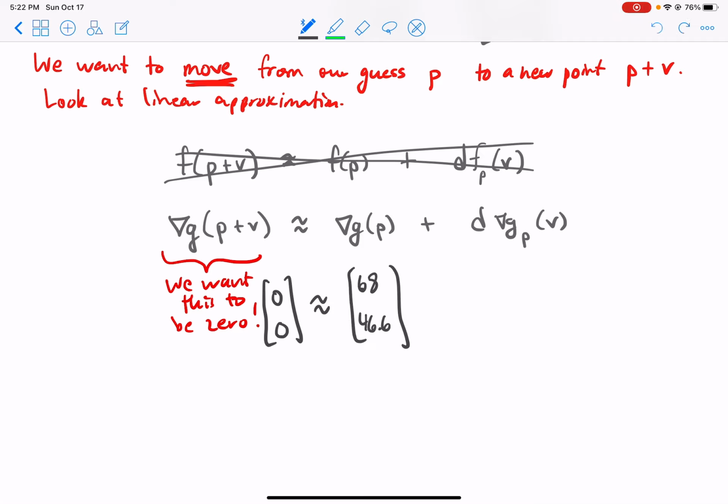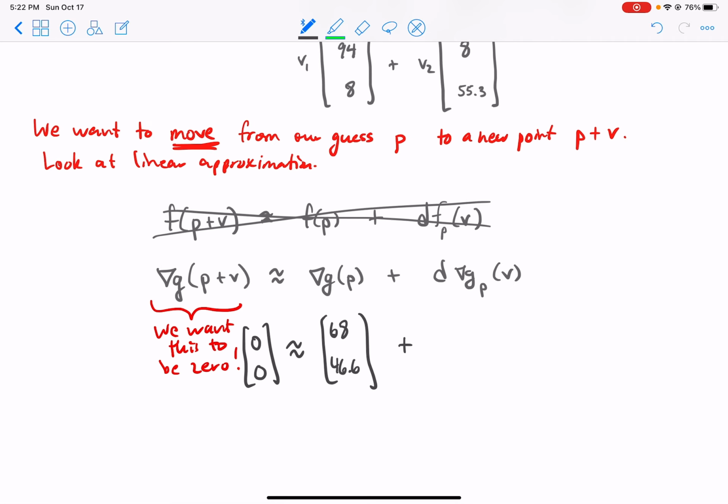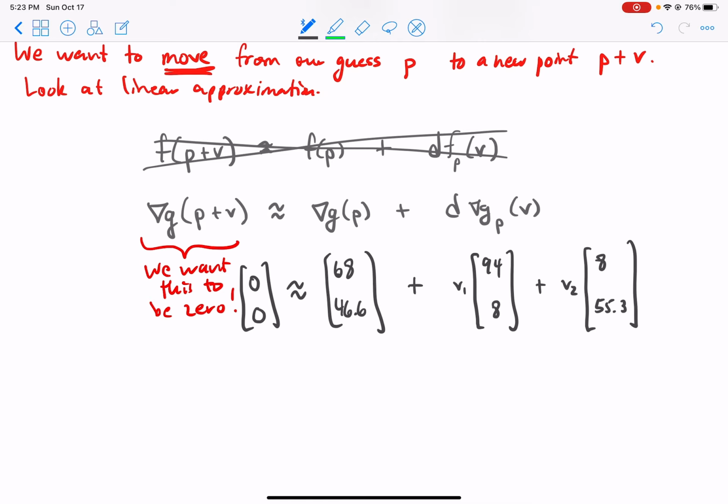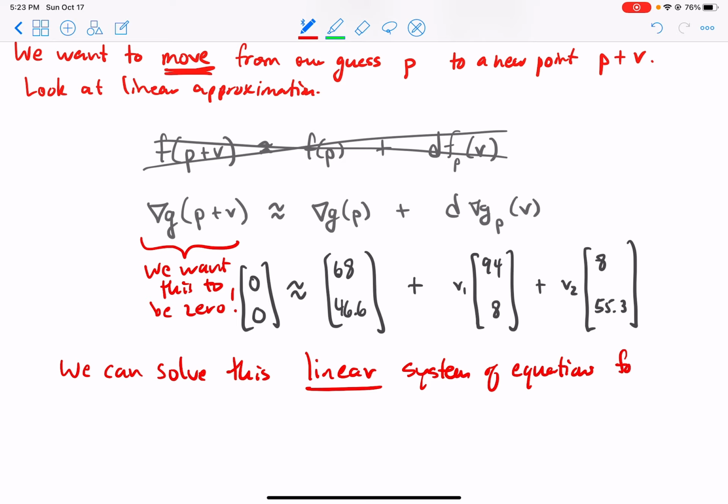And here's the gradient at our guess. And then here is the derivative at our guess point. So let me just plug in. 94, 8, plus 8, 55.3. And then hold on a second. We can solve for v. So I'm going to put that in red. We can solve this linear system of equations for v.